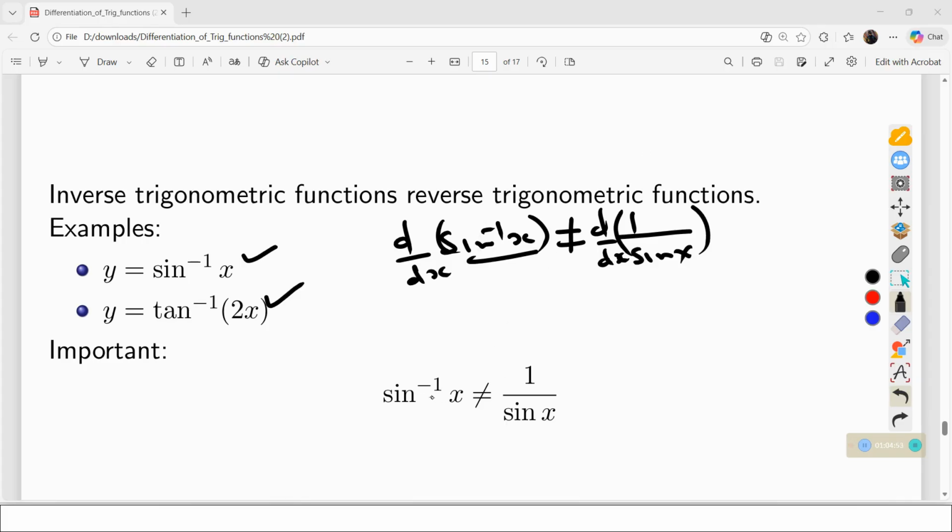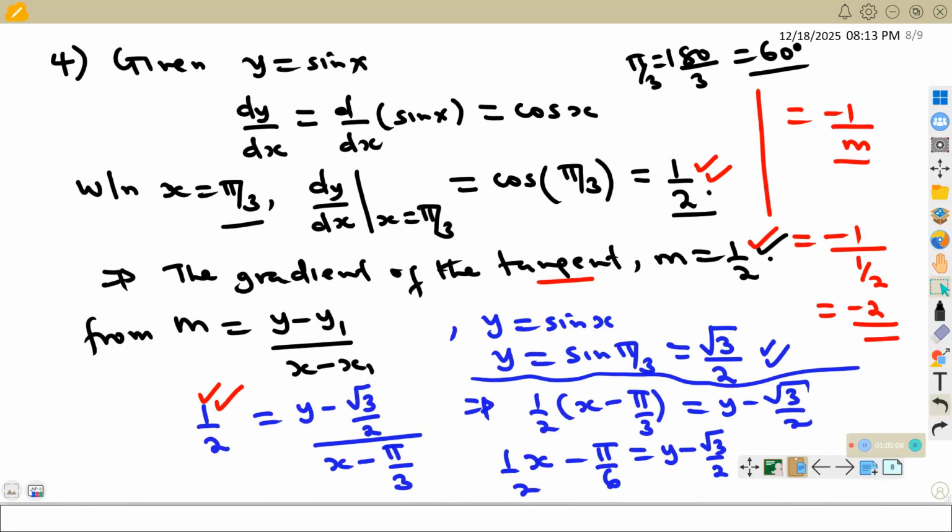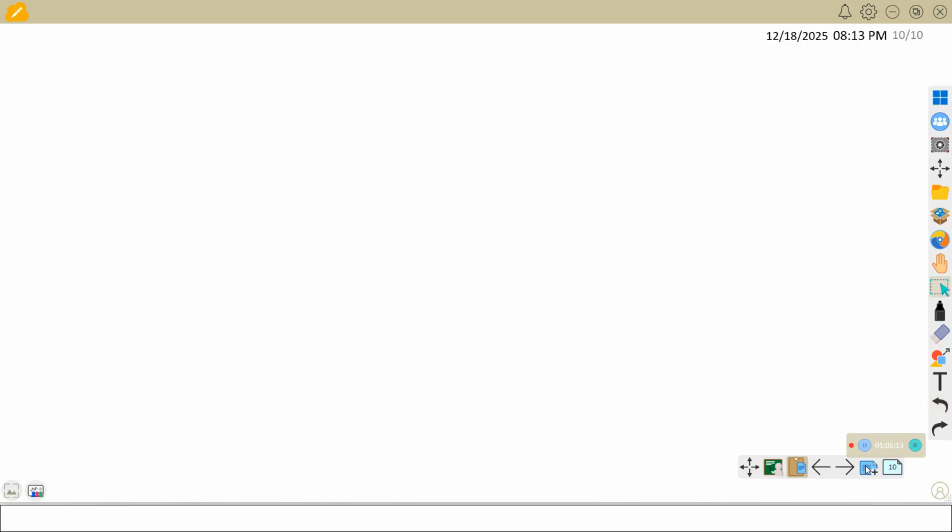What is important is to know that this and this one are not the same. Sine inverse of x is not 1 upon sine of x. The two are totally different. Okay, so having looked at that, let us see how best then we can differentiate inverse trig functions.